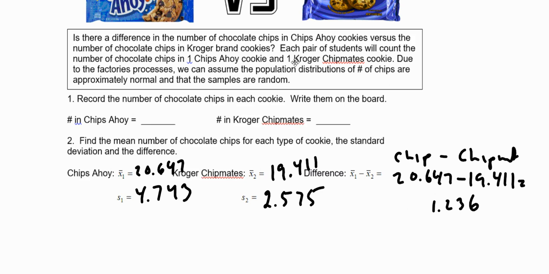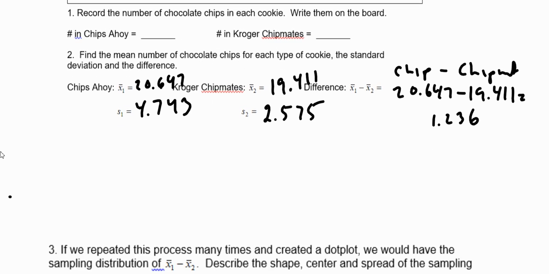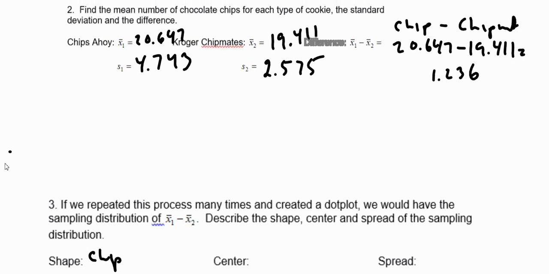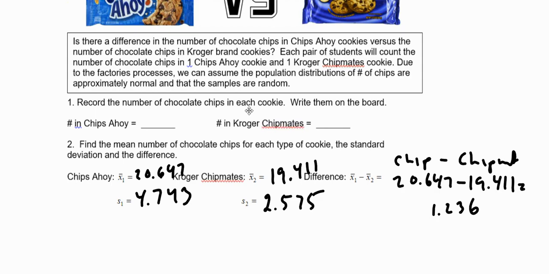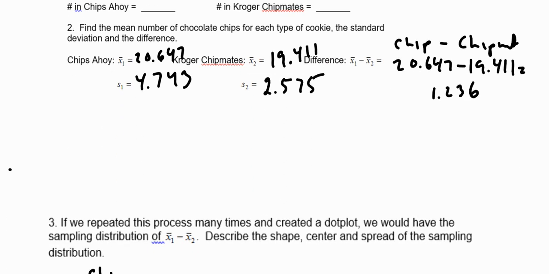What we did was we took two different cookies, and I had my students in my class find the mean and the standard deviation of the number of chocolate chips inside Chips Ahoy cookies from our sample, and then a Kroger Chipmates cookie that we did the same with. We found the difference between these two means. We got a difference of 1.236. And so we're going to do a statistical test to find the confidence interval of the true difference in means of those chocolate chip cookies.